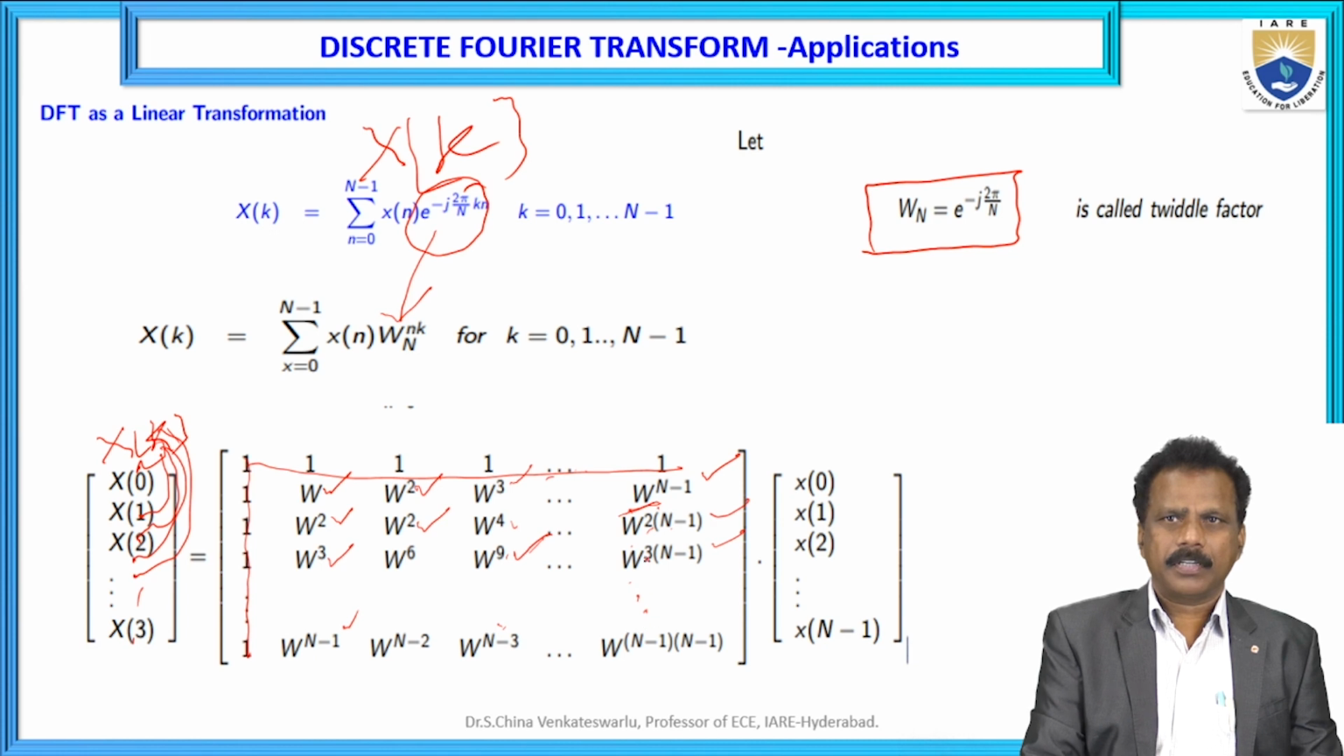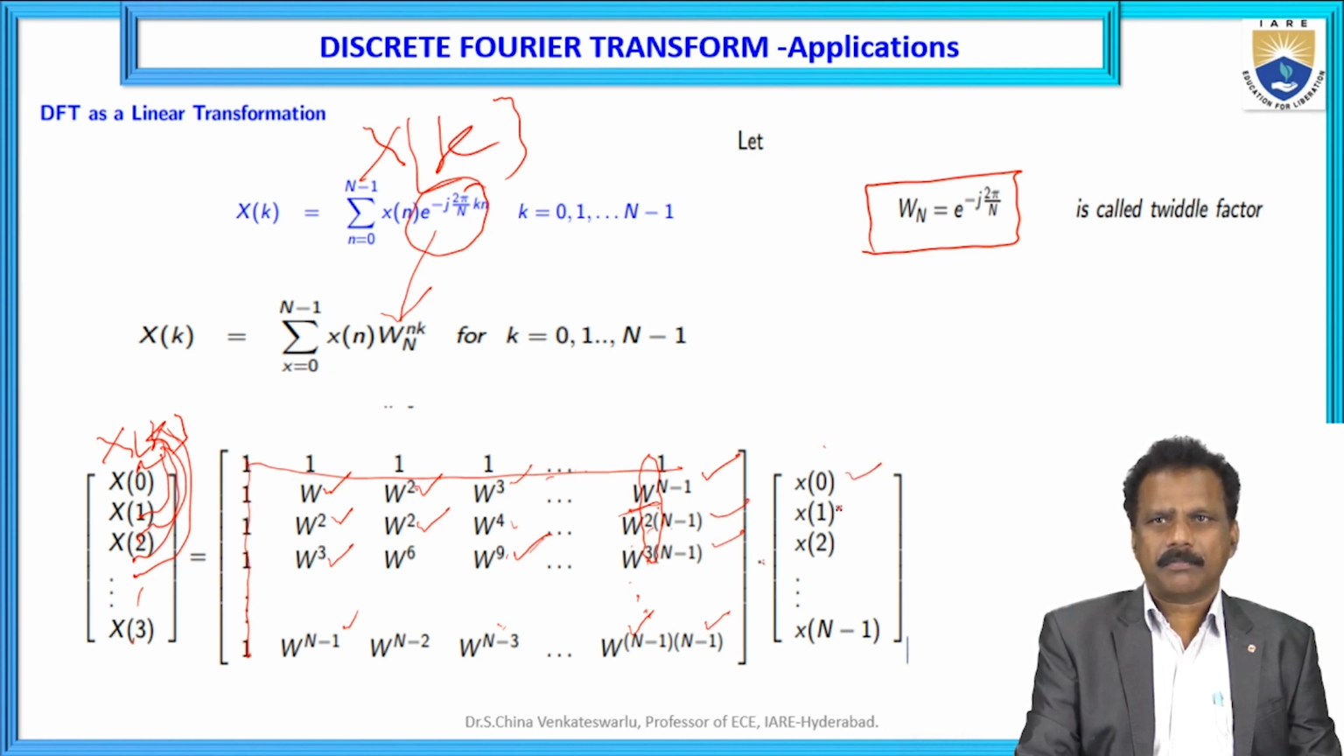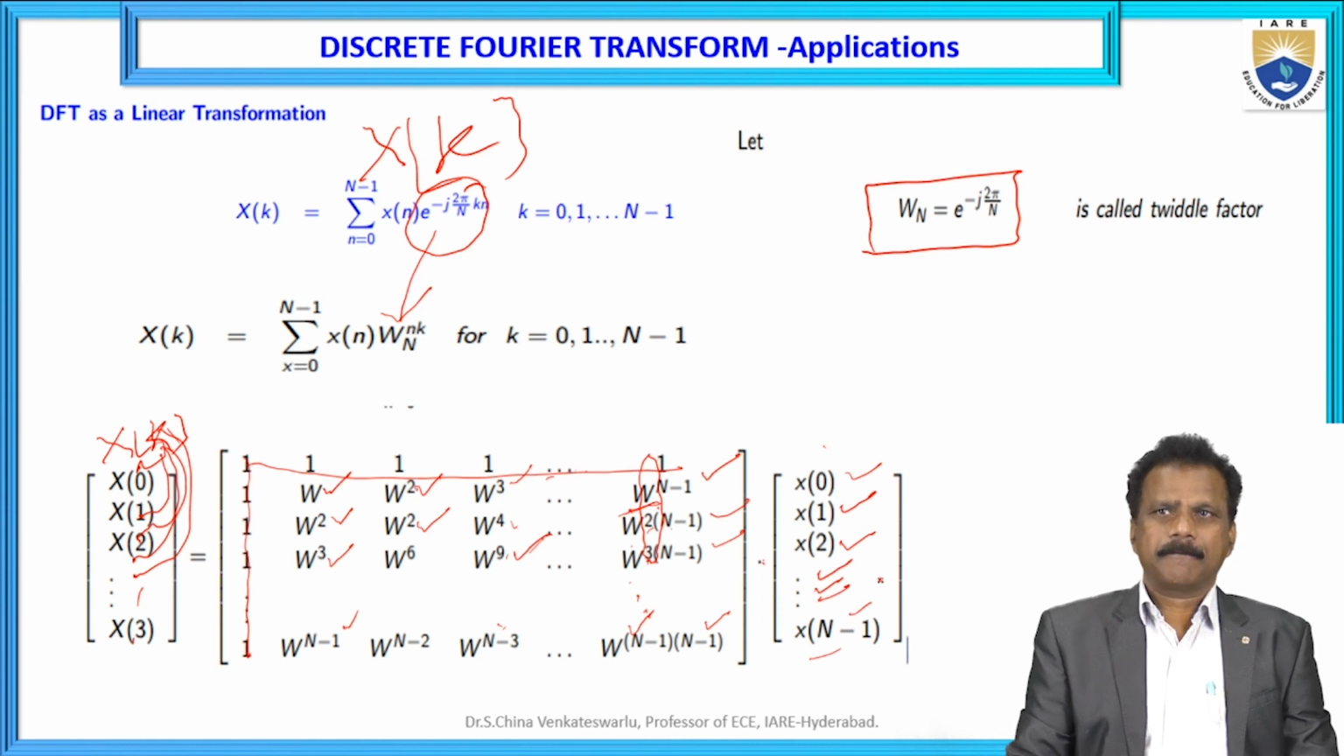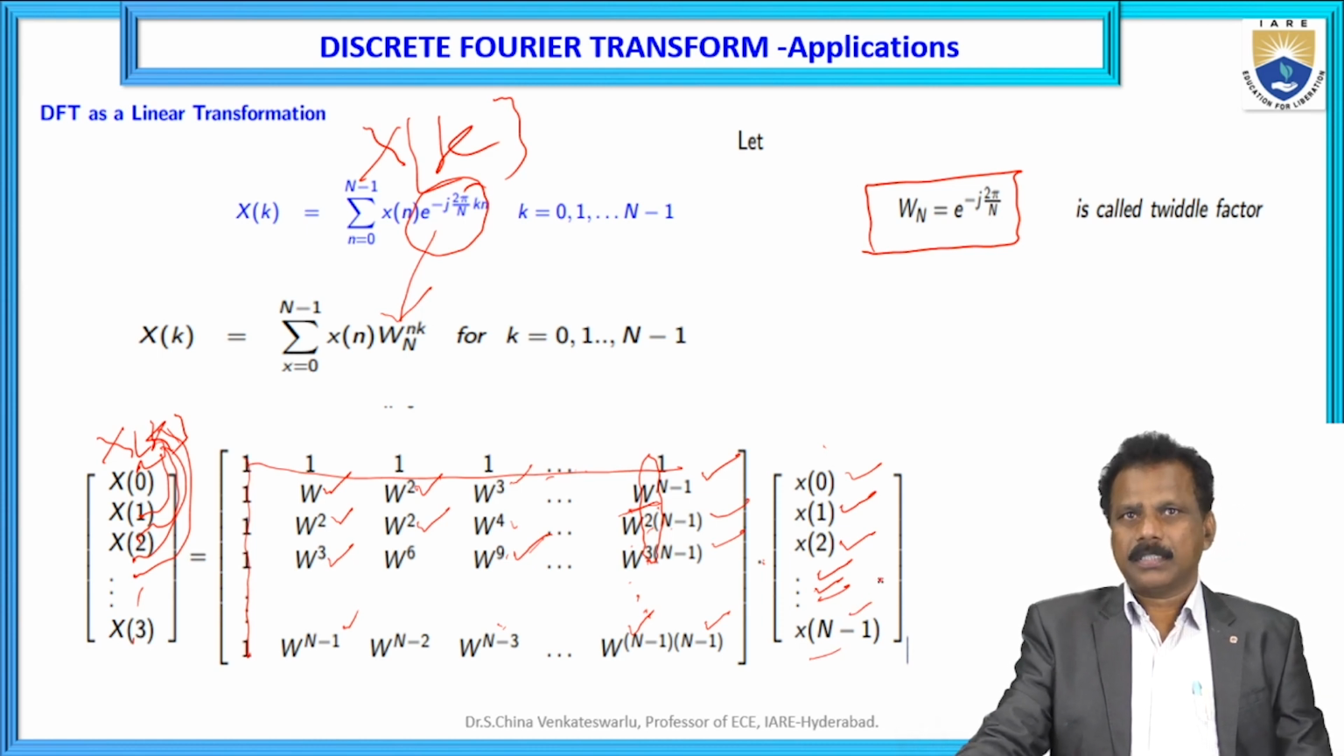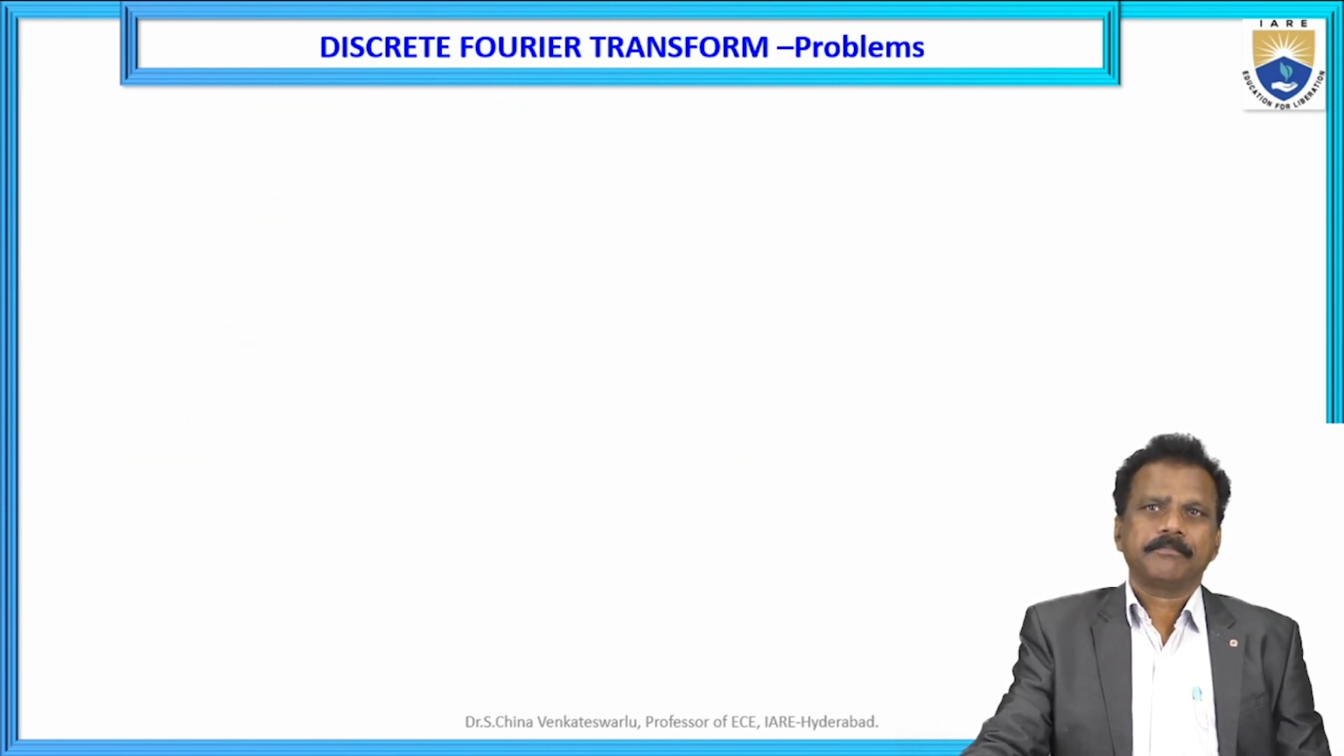W of n, here n is ready to substitute, but here n is n−1, so (n−1)·(n−1). So the product of this one with x(0), x(1), x(2), x(3), x(4), x(5), up to x(n−1). Like that, we should write all the x(k).